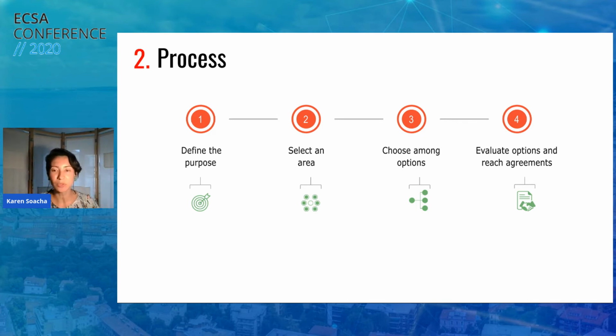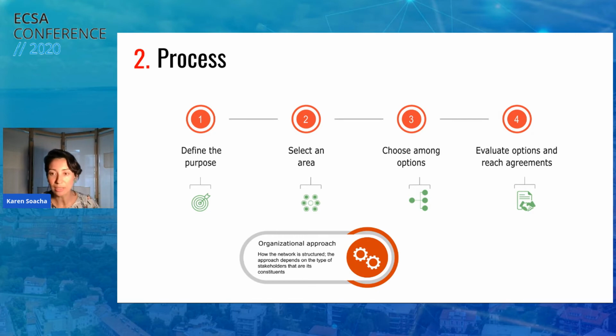Once you decide the purpose, you can choose an area, and each area has a set of guiding questions to discuss. Remember that you can choose the area that you consider more relevant, but usually the networks start with the organizational approach, operational structure, and model of participation. The next step will be to evaluate the options that can arise in each area.